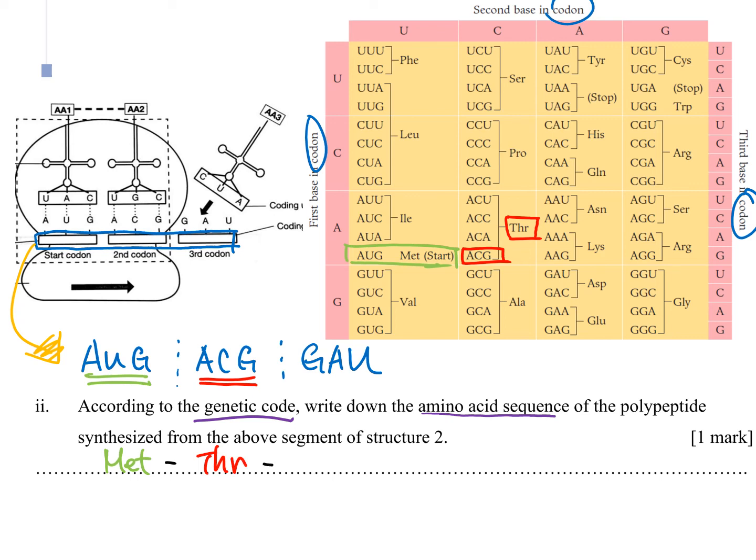And then the last one, GAU, we can find this codon coding for the amino acid ASP. So now you get the amino acid sequence as MET, THR, and ASP, 3 different amino acids joining together to form a polypeptide.